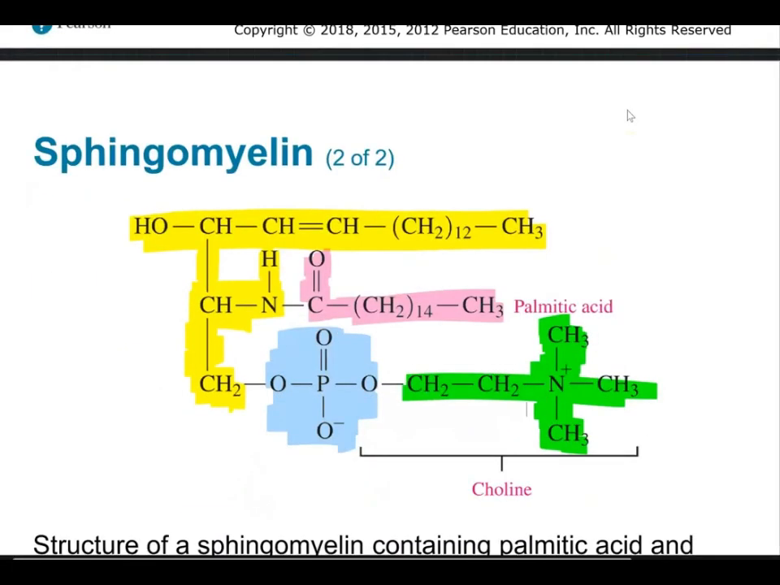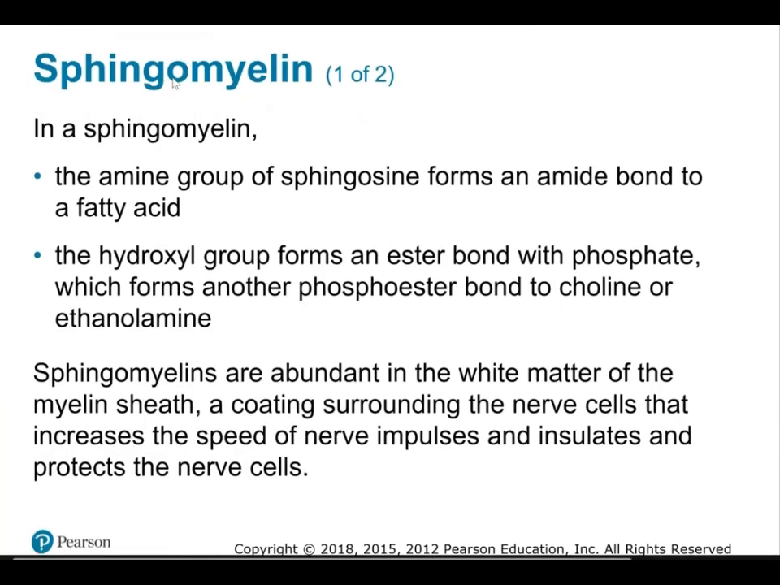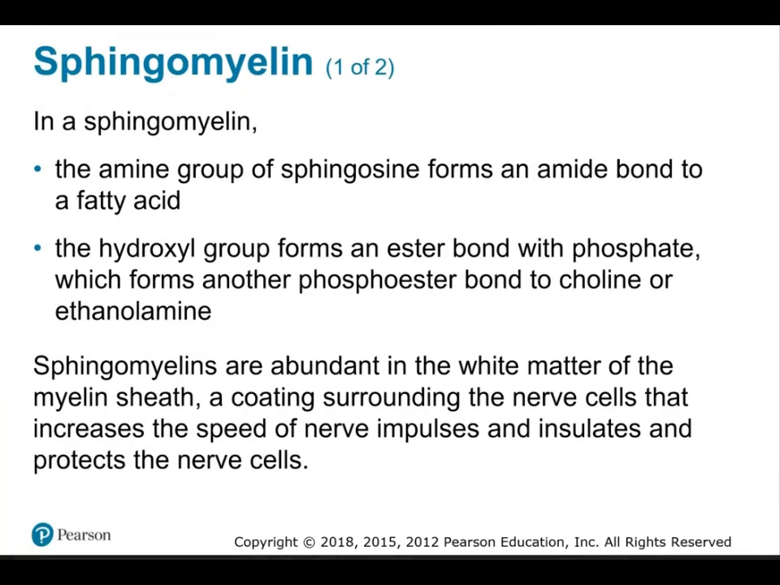So now let's classify the bonds, so we can turn back to the previous page. So this is not an ester. Remember, when the amine and carboxylic acid form a bond, we call it an amide. This is the phosphoester bond, and this is phosphoester bond as well. Okay? So this is what we just said.